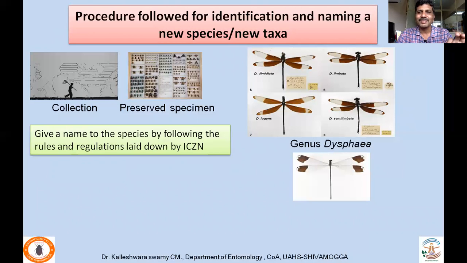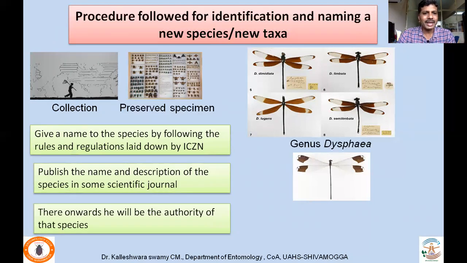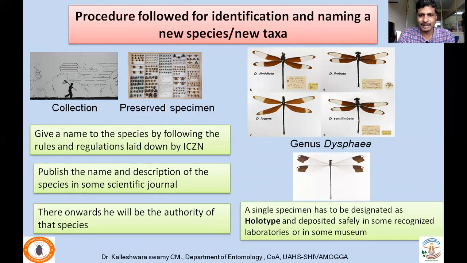So based on the guidelines and regulations, by following the ICZN rules, he gives a name to that new species. It becomes the 5th species of that particular genus. He publishes that name and description in a scientific journal, so that it actually spreads and everybody will come across that a new species has been described. From there onwards he will be the authority of that species. His name will be placed next to the scientific name.